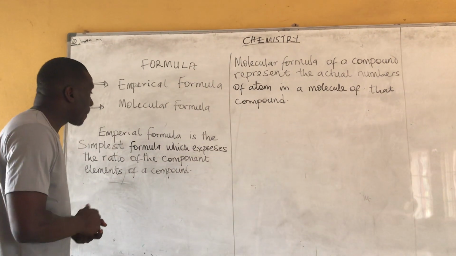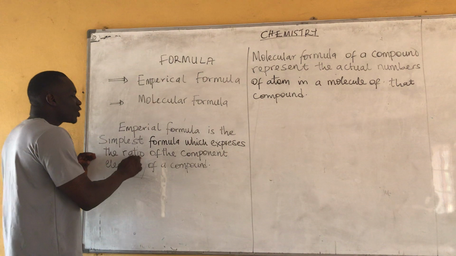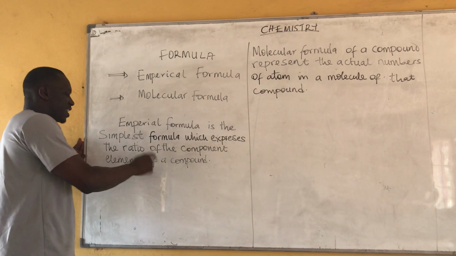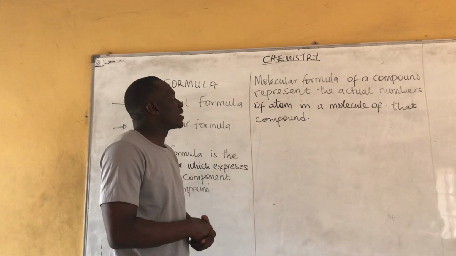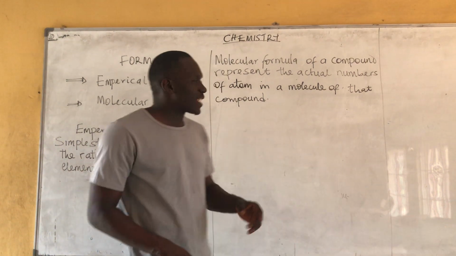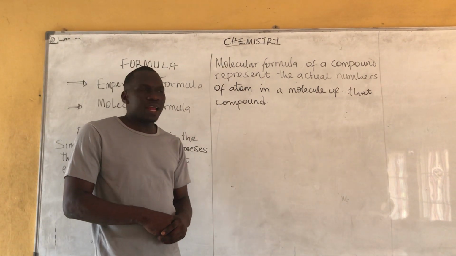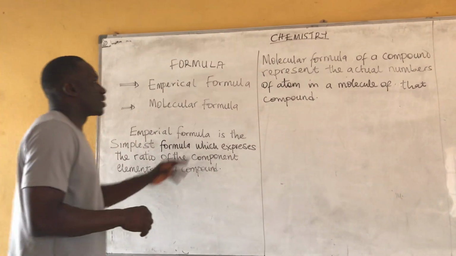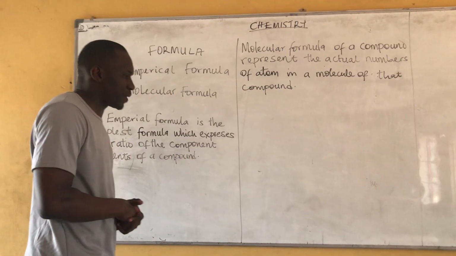Now, empirical formula, as it has been written on the board, is the simplest formula which expresses the ratio of the components. Please take note of the word ratio. The ratio of the components, the elements in a compound. While the molecular formula of a compound represents the actual number of atoms in a molecule of that compound. I repeat, it represents the actual number of atoms in that compound. Take note of the difference between them. The empirical formula expresses the ratio of the elements, but the molecular formula tells us the actual number of atoms present.